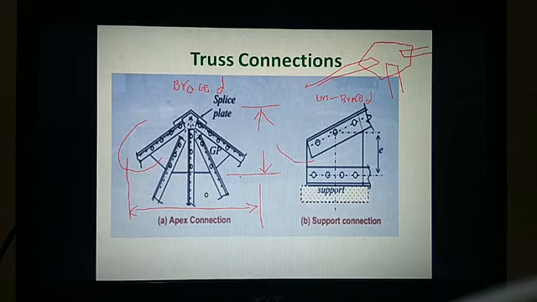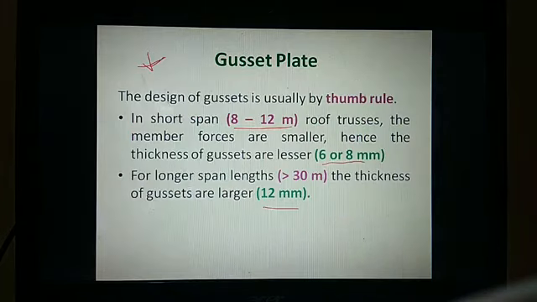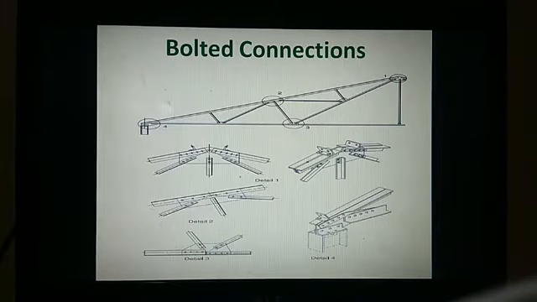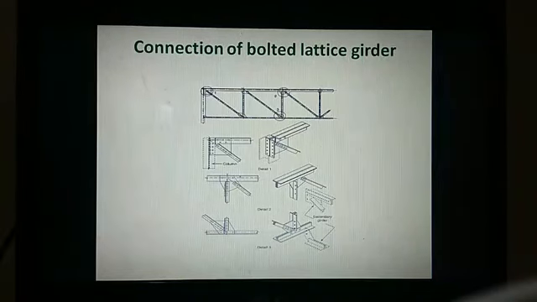So the length and width of the gusset plates are decided by the number of members connected at that particular joint. That itself will decide the shape and size of the gusset plate, but the thickness is very, very important. Okay, so these are the bolted connections and these are the welded connections, right? And for the connections of a bolted lattice girder, the lattice girder is going to be bolted like this. You can see this majorly in roof trusses, as a purlin member, for long spans.